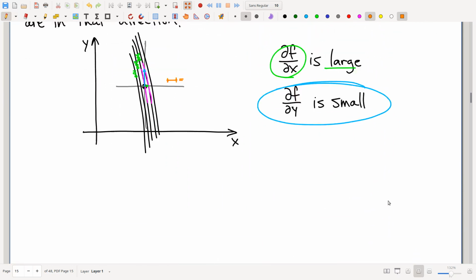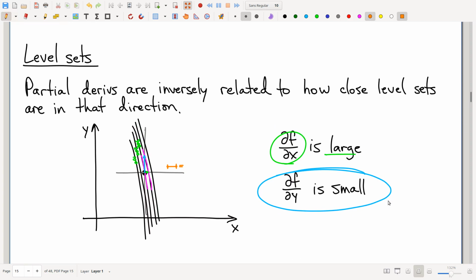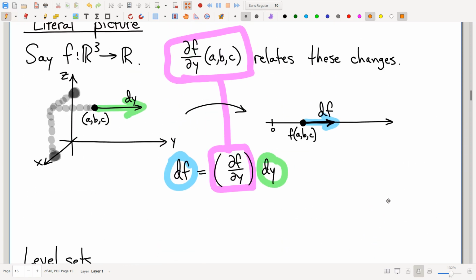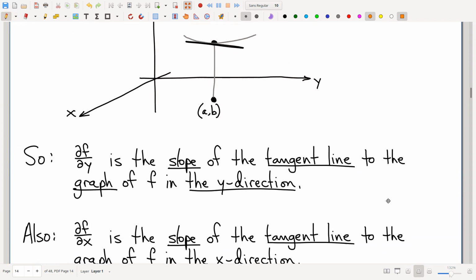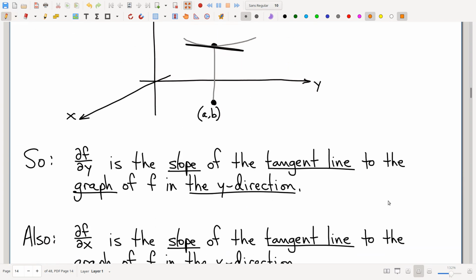Okay, so just to hit it all again, notice a very different interpretation of the partial derivative in the context of level sets, a very different interpretation in the context of this literal picture, and a very different interpretation in the context of graphs. Y'all have to constantly be heads up about what kind of picture of my function I'm looking at, and then interpret the calculus accordingly.